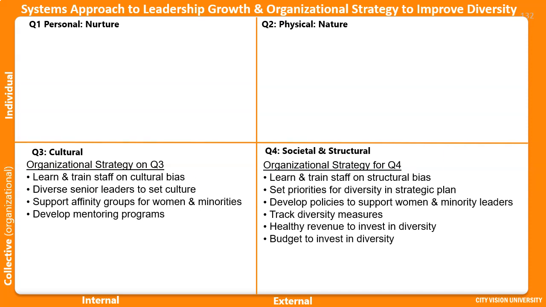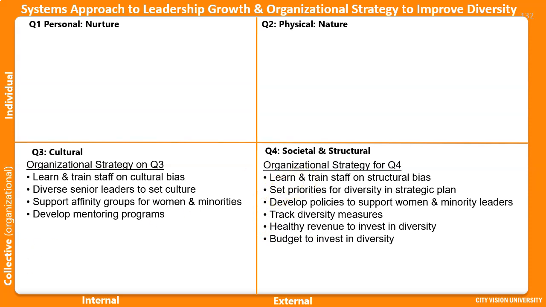And then the other would be to learn yourself and to train staff on structural biases, and to set priorities for diversity in your strategic plan, to develop policies to support women and minority leaders, to track diversity measures in your organization. If you don't measure it, is it really going to be a priority? Another thing is healthy revenue and budget to invest in diversity. There are a lot of organizations that will come up with a great plan, but then they don't budget to make it possible. And honestly, it's more expensive to be a diverse organization in the short term.